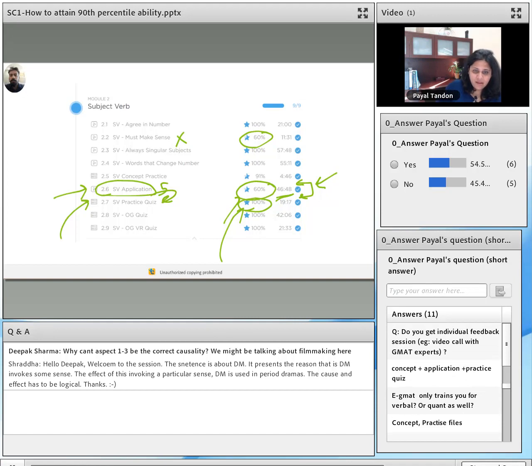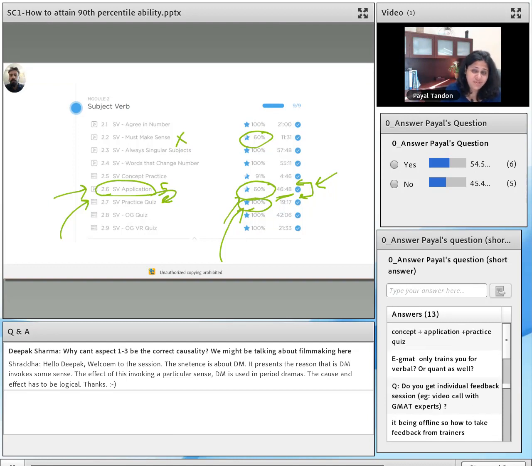Okay? Do you get individual feedback session, for example, video call with GMAT experts? Again, on an as-needed basis. Frankly, the course is so good that you won't even require that individualized feedback. And that's what we have done. We have worked with upwards of 40,000 students to make sure that we perfect our AI system. We want to make sure that we enable everyone to have the right kind of course in order to prepare for the GMAT.